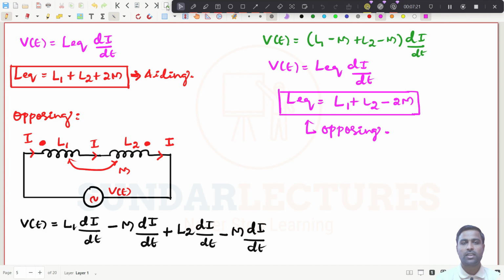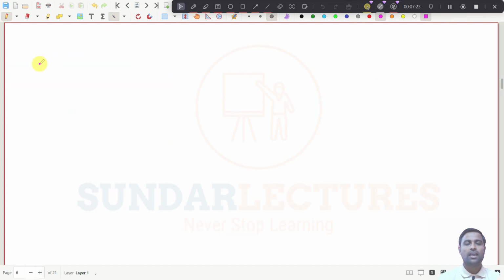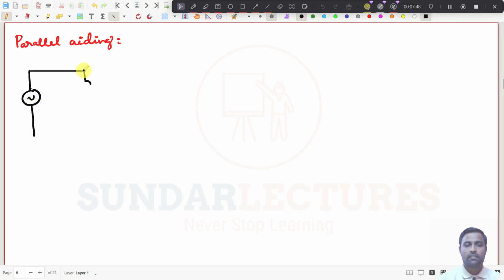What happens if the coils are connected in parallel? See, I will write the title. It is parallel aiding. What happens in parallel aiding? What is the diagram we will have? See, this is the diagram, and we have coils like this.